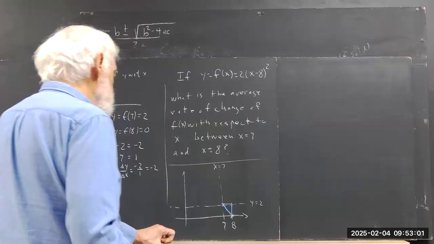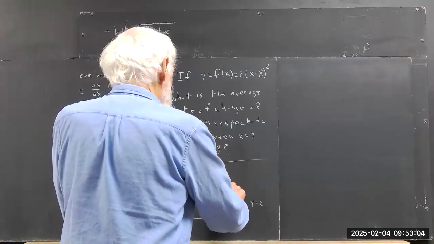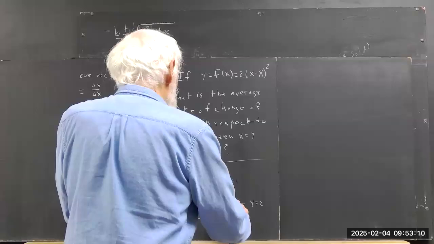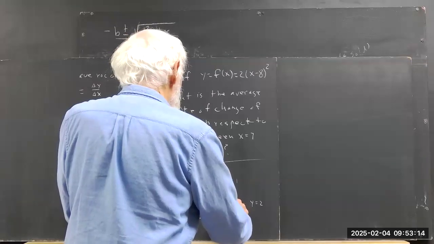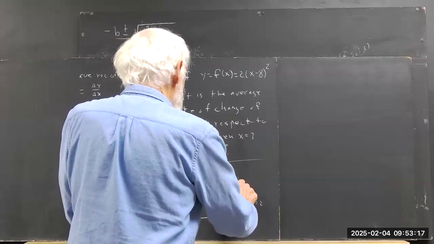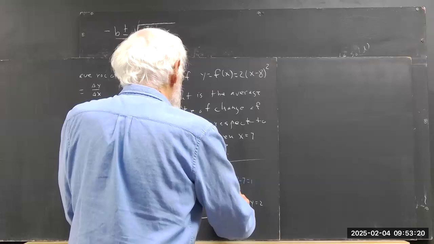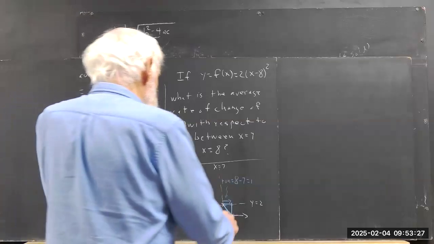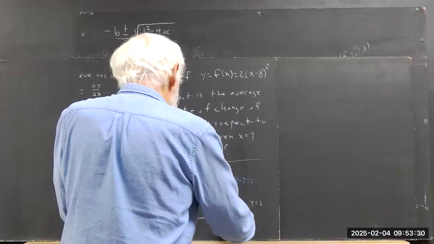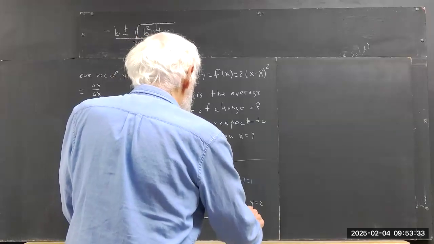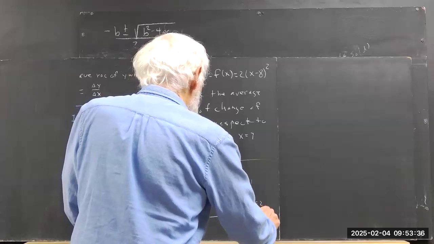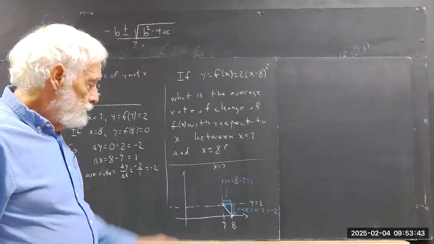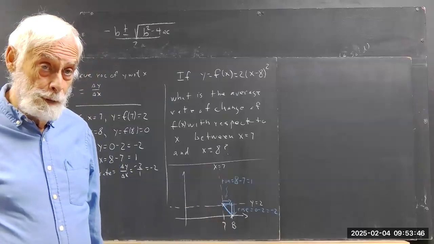And, okay, so we have run equals 1, that's here. So that would be this part of the path, right? And then we have the rise, which is 0 minus 2 equals -2. So we go over 1, down 2, in other words.